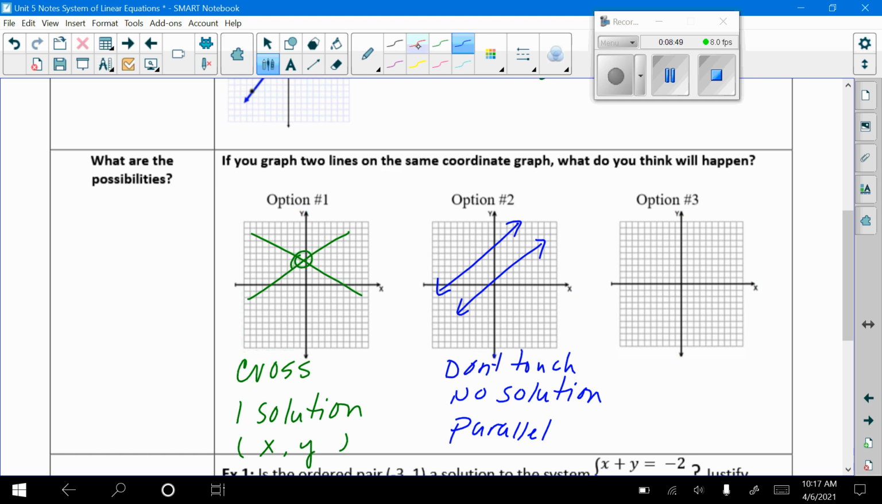And the third thing that could possibly happen is that it is one and the same. So this line is actually on top of it. It is the same line, and it's going to have infinitely many solutions.